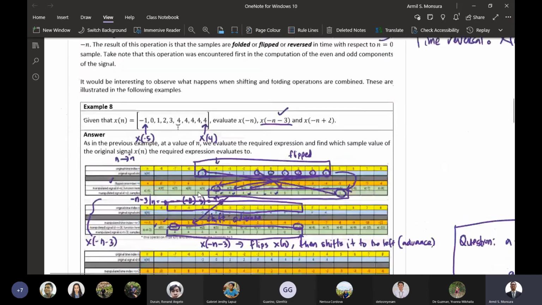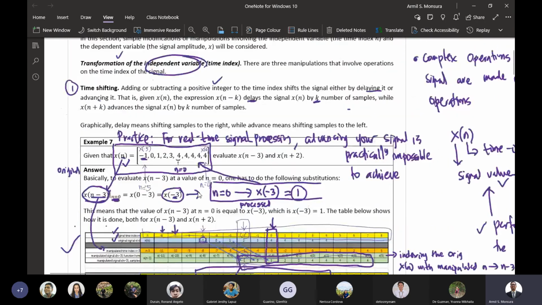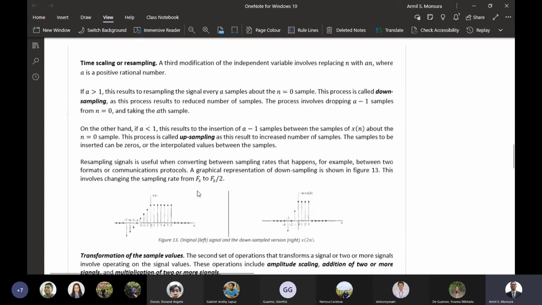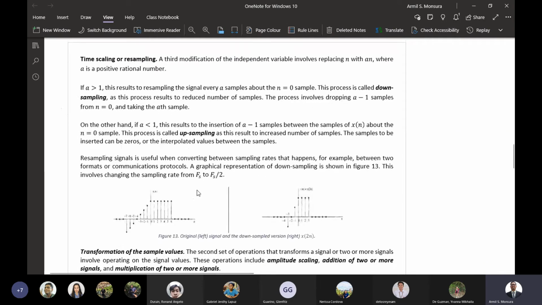Okay. So, that's time shifting, time folding, and time scaling or resampling. Okay? So, a third modification of the independent variable involves replacing n with an, where a is a positive rational number. Okay? So, ayun. If a is greater than 1, this results to resampling the signal every a samples about the n equals 0 sample.